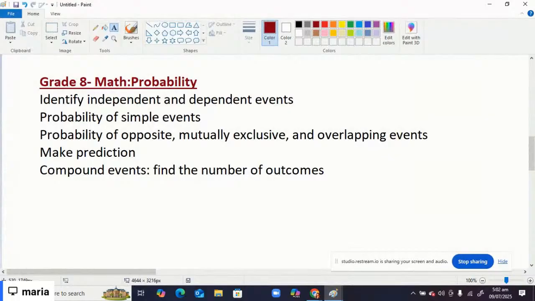The chapter today we discuss is probability, and here is the list of the lessons. The first lesson today is identify the independent and dependent events, probability of simple events, probability of opposites, mutually exclusive and overlapping events, make predictions and compound events, find the number of outcomes.